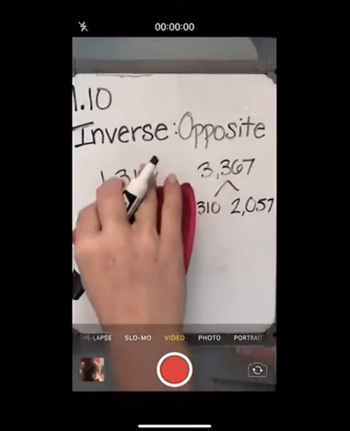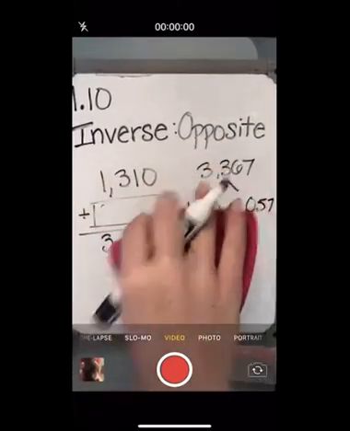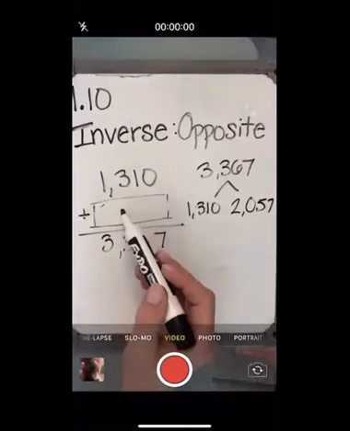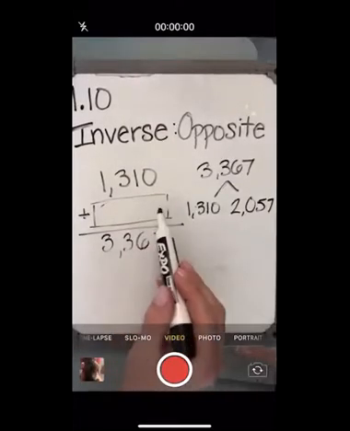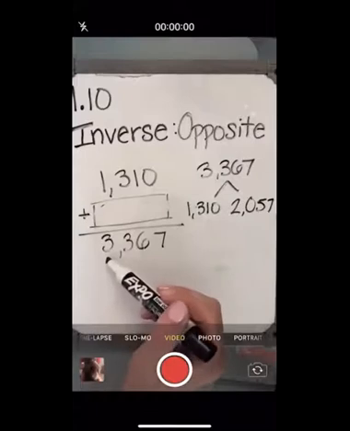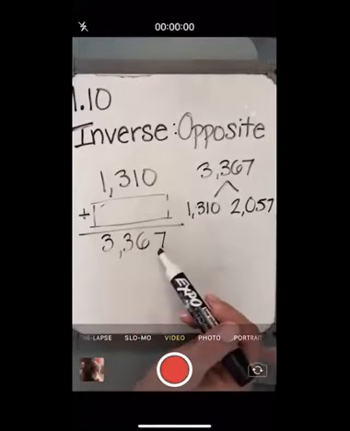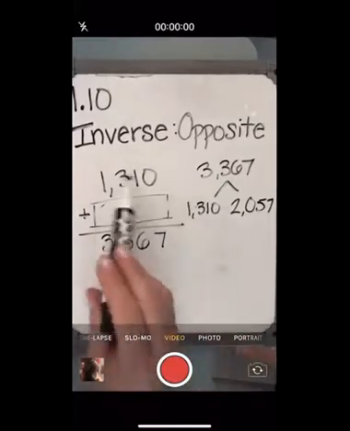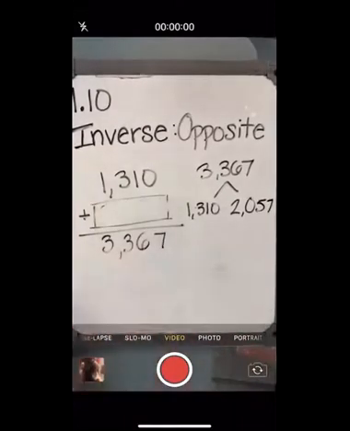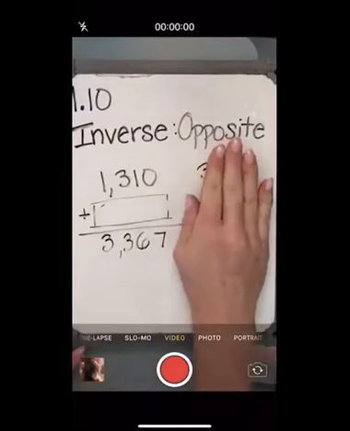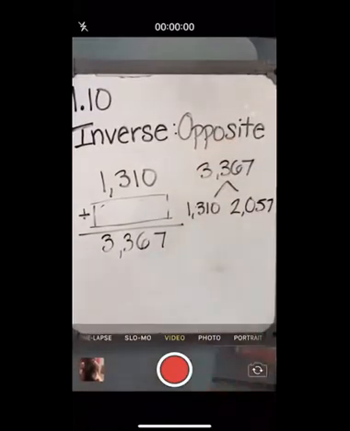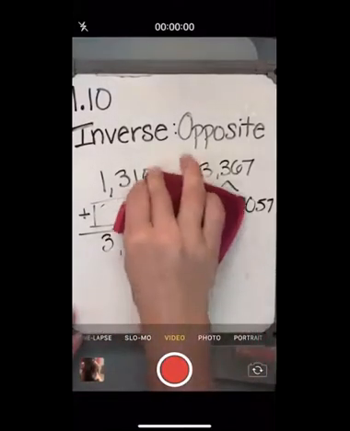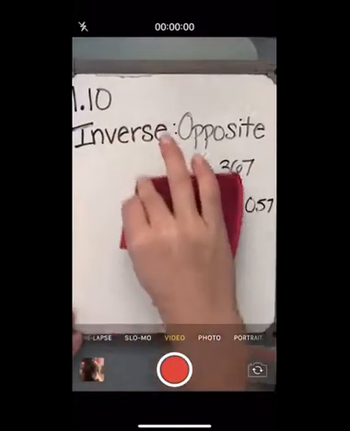So if I said, I have 1,310 pennies, I have some number of nickels, in total I have 3,367 coins, how many nickels do I have? Well, setting it up like this becomes real tricky. And if you pretend you didn't have this fact family already solved, you'd have to figure out a way to solve for those nickels. So the opposite of addition is always subtraction.